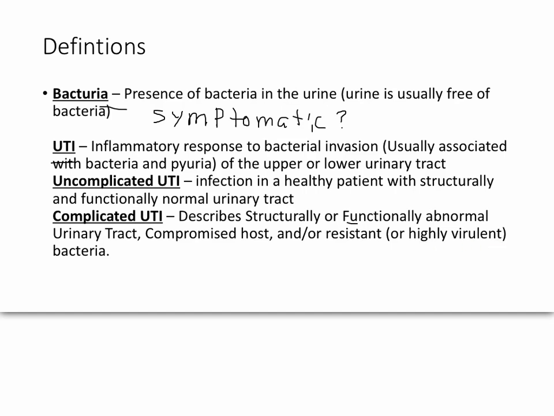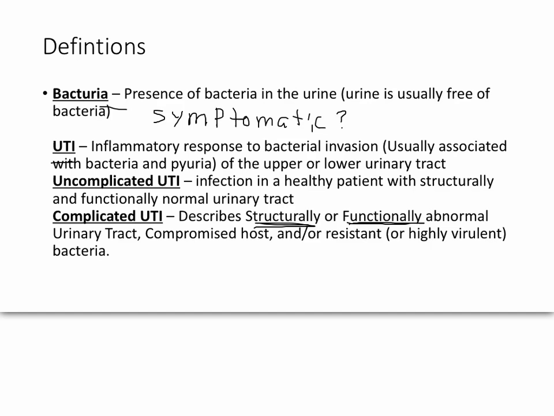So what do I mean by functional? There are a couple different things. For example, you could have a reduced concentrating ability in the kidney. You could also have a neurological condition that prevents complete emptying. Then you can also have structural abnormalities, and these would include things like calculi obstructing the flow of urine. It could also be an enlarged prostate, or you could have a site where urine is being trapped.